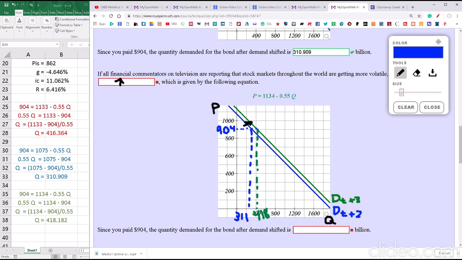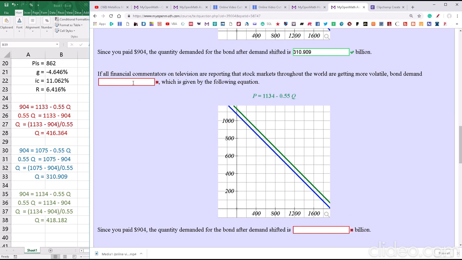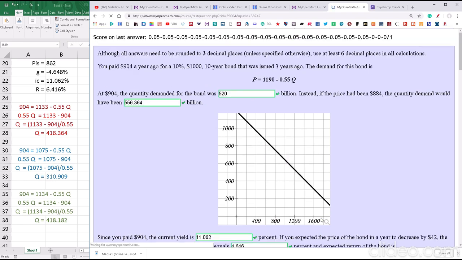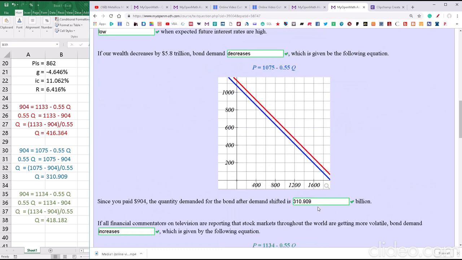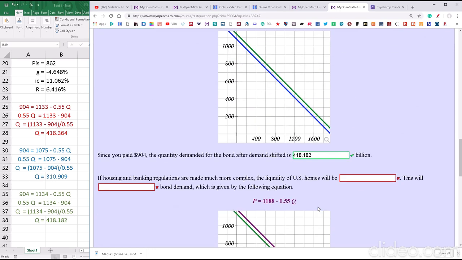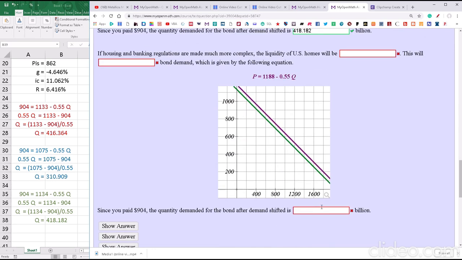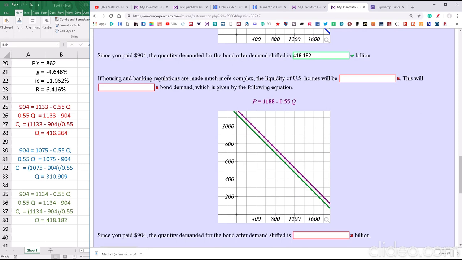Okay? So I'll go ahead and clear all this out. And demand's going to increase. Bond demand increases. And quantity demanded increases to 418.182 billion bonds. Okay, we're getting close to the end. We only have one more scenario to go.